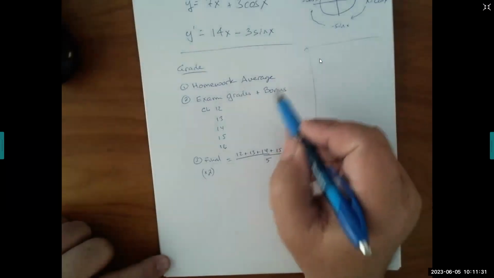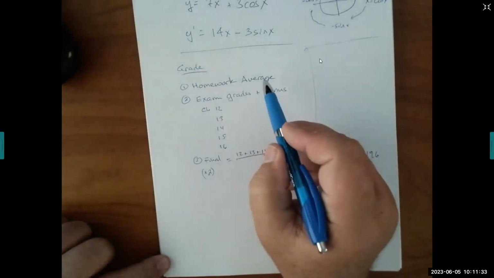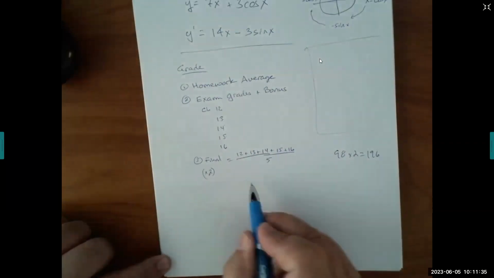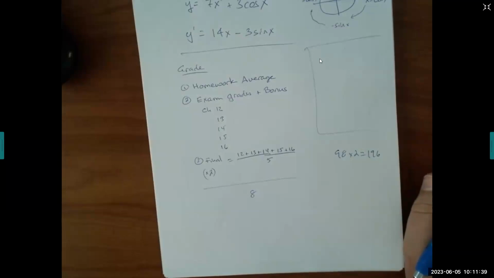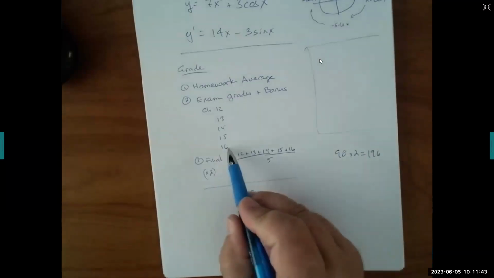And when you do that, we have 1, 2, 3, 4, 5, 6, 7, 8. Add up all these grades, divide by 8, and that's your final grade. Because this counts 2, 3, 4, 5, 6, 7, 8. Add up all those and you're done.